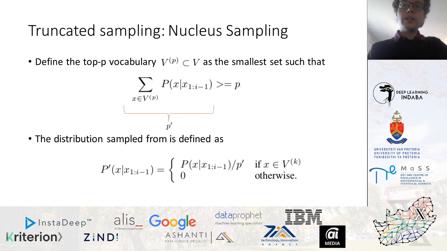Here are the equations for defining the top-p vocabulary, which is the set of words being sampled from, and also for renormalizing the probability distribution after setting all other words' probabilities to 0.